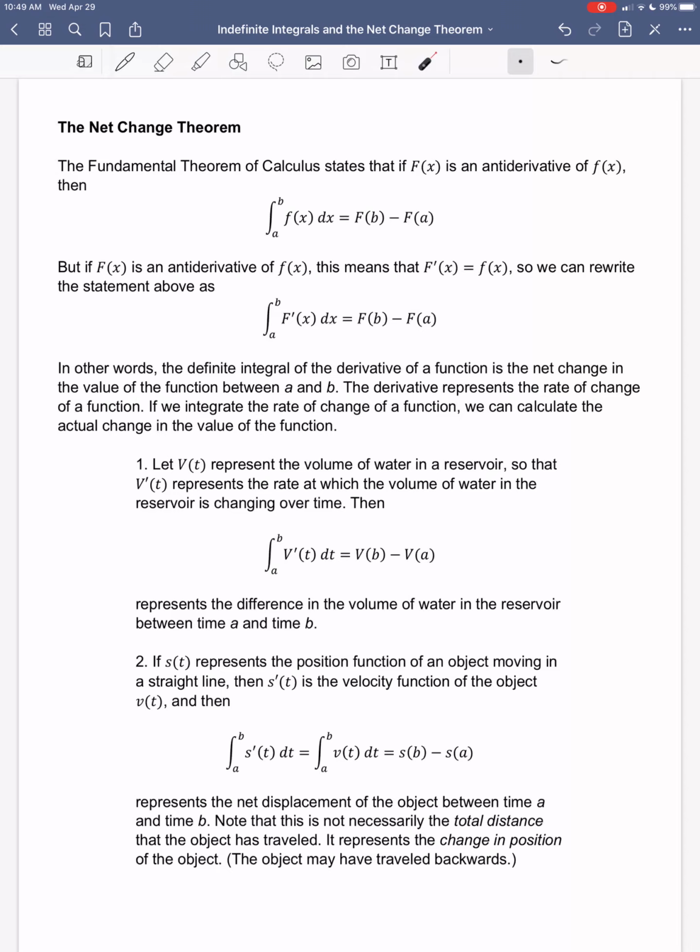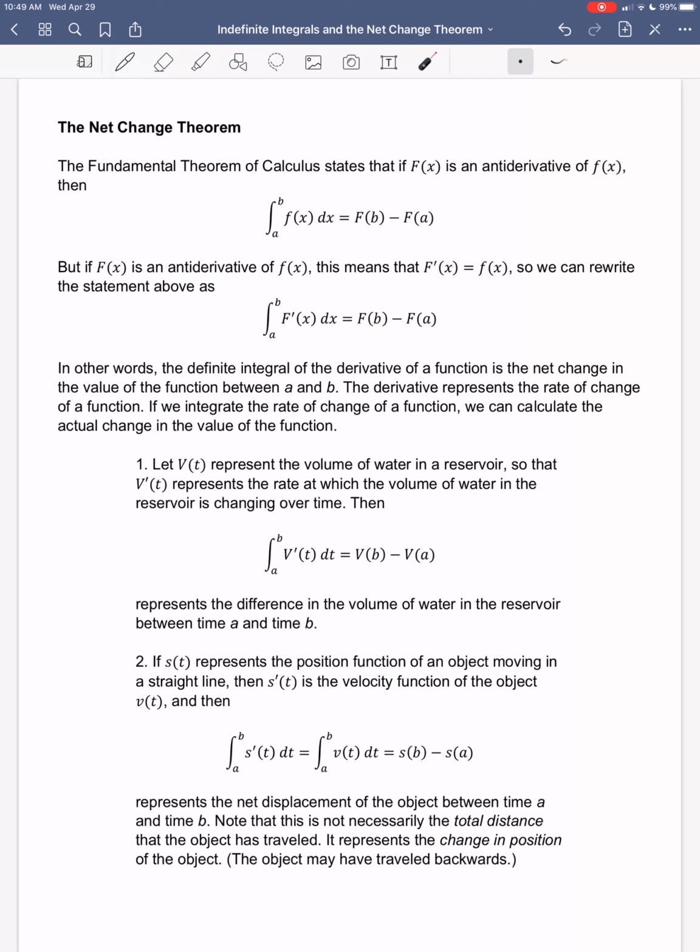But if capital F is an antiderivative of little f, that means that if I take the derivative, I get back to little f. So capital F prime of x is little f. So instead of the integral of little f, I could have the integral of capital F prime of x, right? Those are the same thing. So that would be capital F of b minus capital F of a.